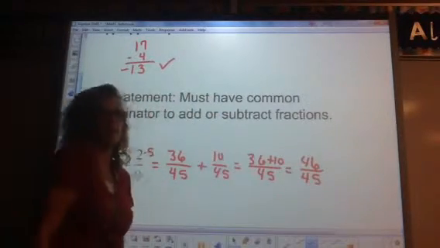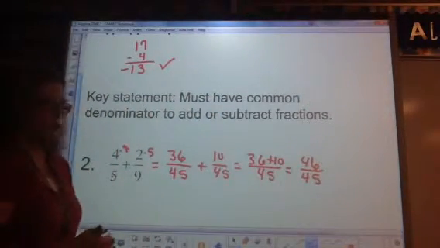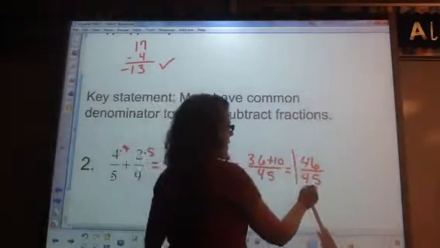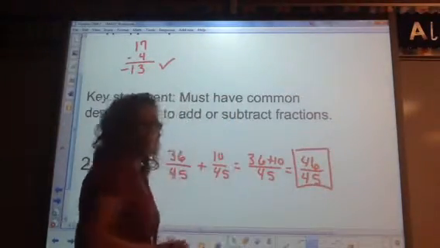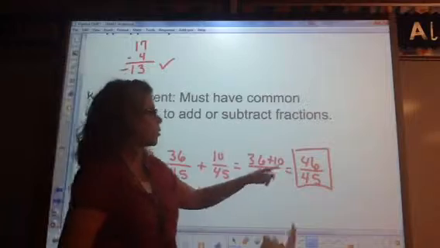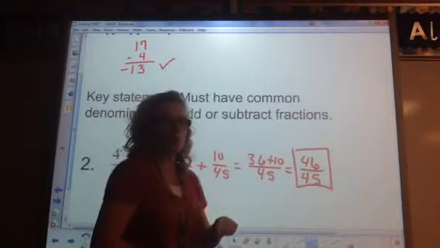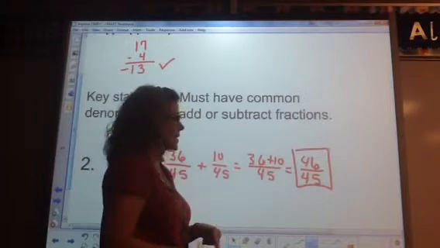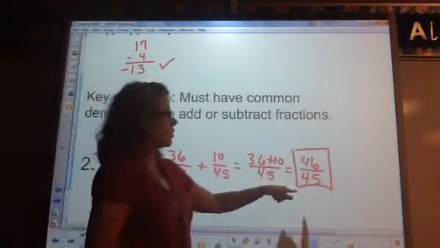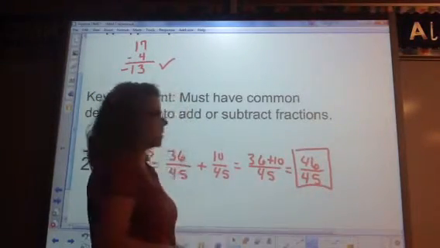Keep your denominator. Now, in algebra and geometry, you can keep your answer as an improper fraction. An improper fraction is when your numerator is larger than your denominator. However, you all are still responsible for taking the Indiana State test. So I want to make sure you can simplify that and change it to a mixed number.